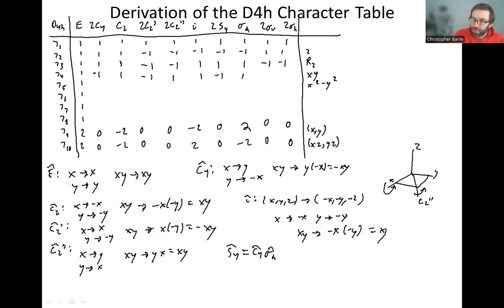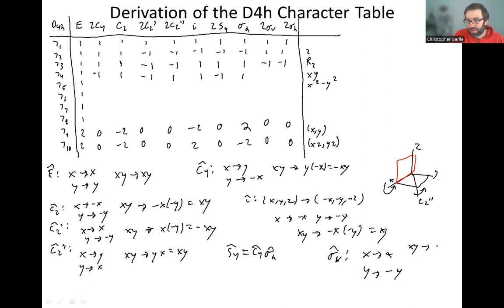For sigma V, we had a mirror plane in the XZ. That was one of our sigma Z's. And so the x vector, because it's in the xz plane, is not going to do anything. So this is sigma v we're talking about now. X goes to x, but a y vector is going to be to the right of this mirror plane. So it's seeing itself in the left of the mirror plane.